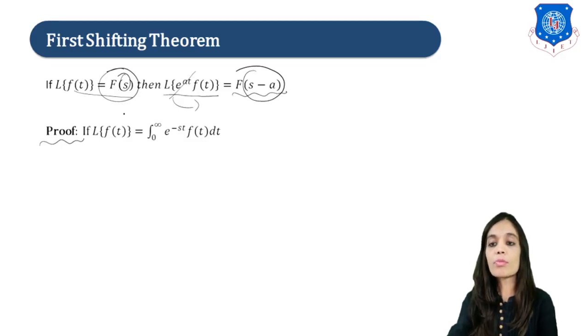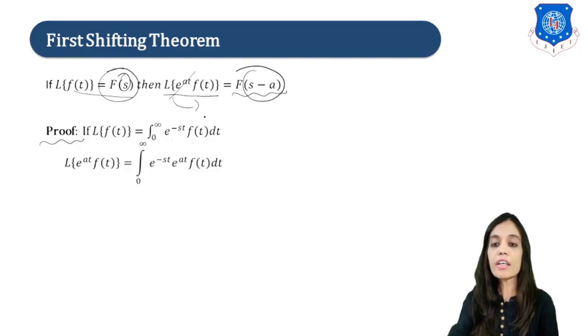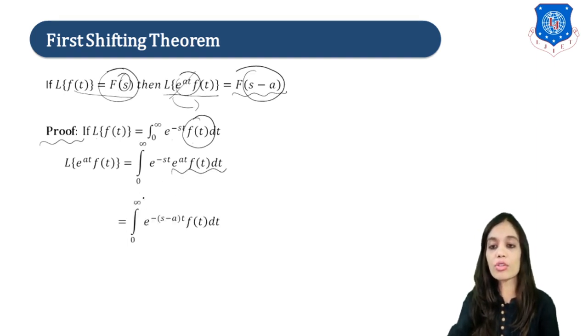We will prove this using the definition, that is, Laplace of f of t is equal to what? Integration 0 to infinity e raised to minus st f of t dt. Fine. So in place of f of t, now what do we have to write? E raised to at into f of t, right? Now simplify this. On simplifying, you will have integration 0 to infinity, taking minus common, e raised to minus s minus a times t f of t dt.